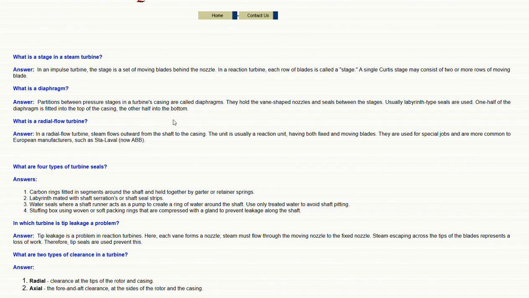In a radial flow turbine, steam flows outward from the shaft of the casing.